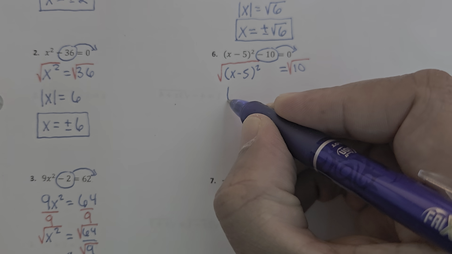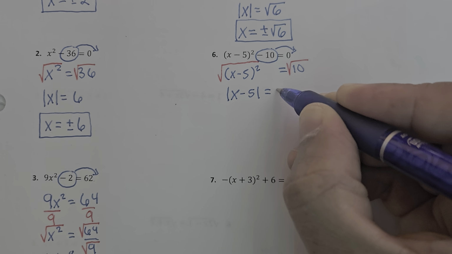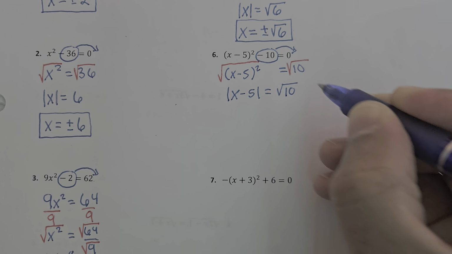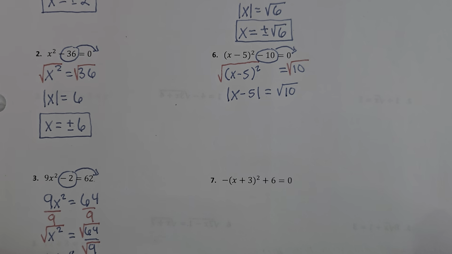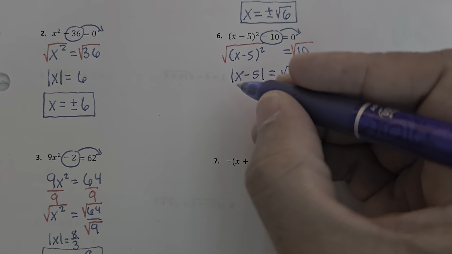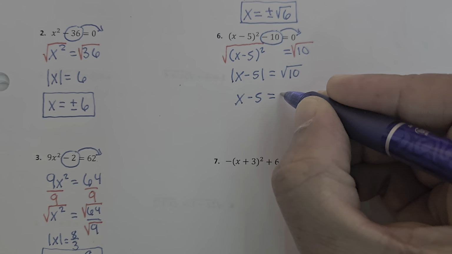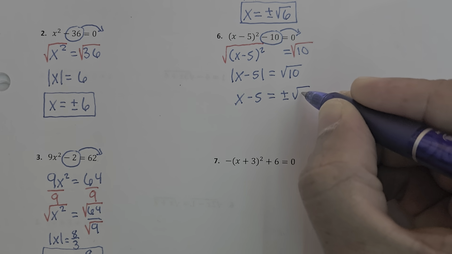So then this gives you the absolute value of x minus 5 is equal to the square root of 10. Again, 10 is not prime, but the prime factors of 10 are 2 and 5. There's only one of each. We can't take anything out. So then let's remove the absolute value. x minus 5 equals plus or minus the square root of 10.